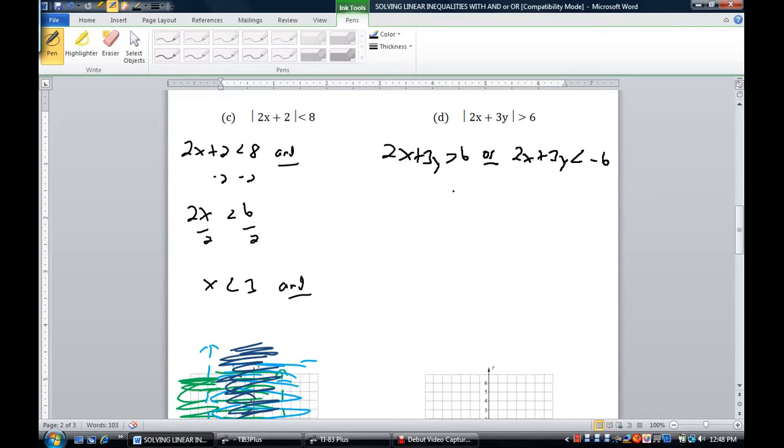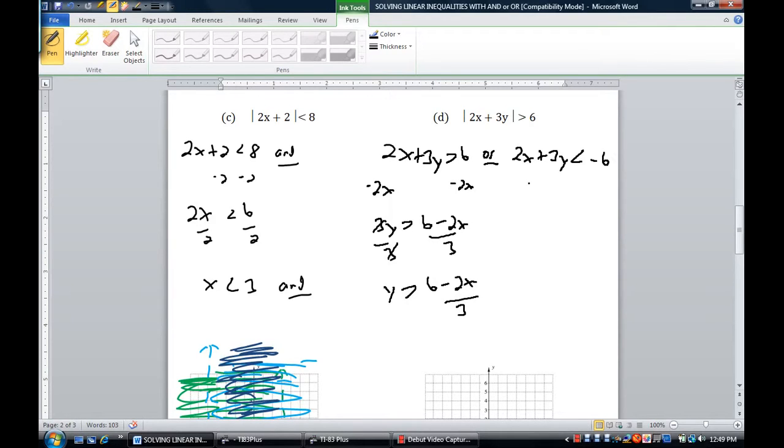So 2x plus 3y greater than 6, then or, because greater than, 2x plus 3y this time it's going to be less than negative 6. Now in order to do this, we need to solve both of these for y, so we can graph them on our calculator. So we need to isolate the y. So what I'm going to do is subtract 2x from both sides. We get 3y greater than 6 minus 2x. Divided by 3. So we have y greater than 6 minus 2x over 3.